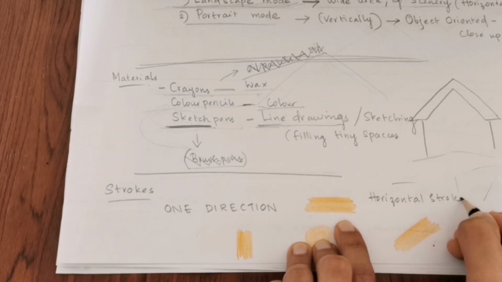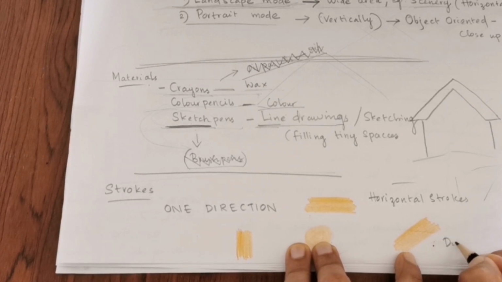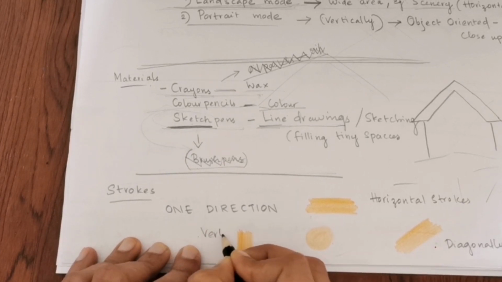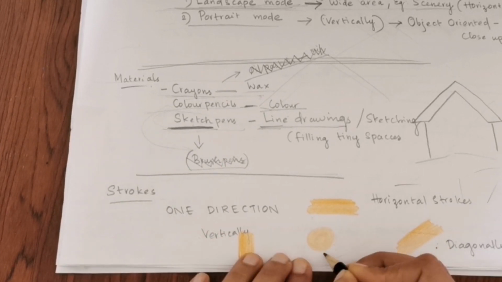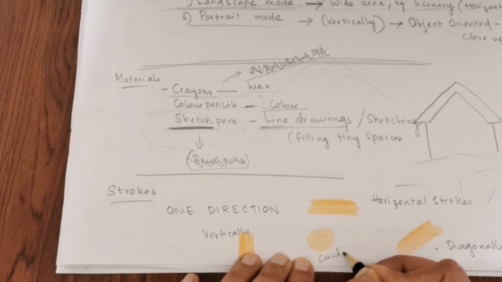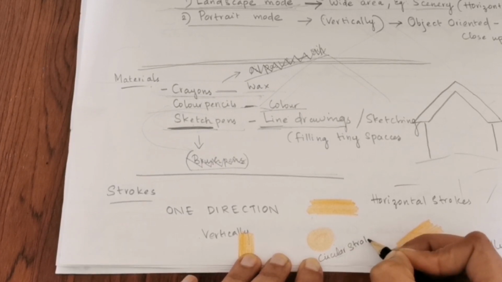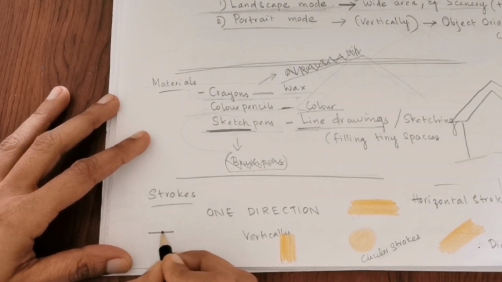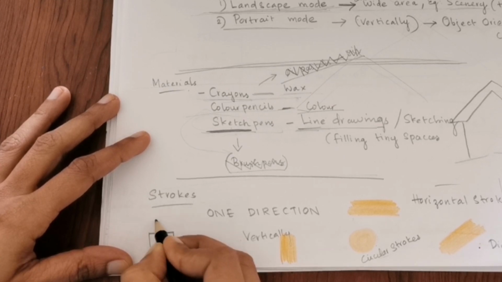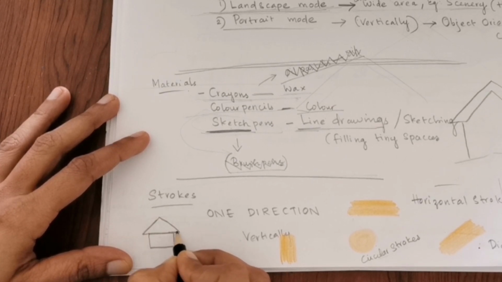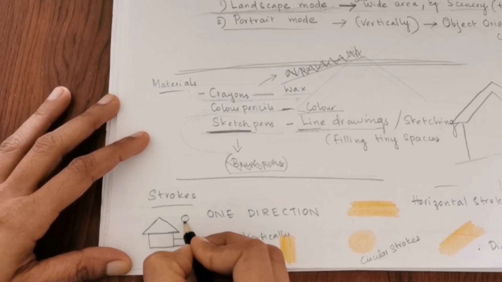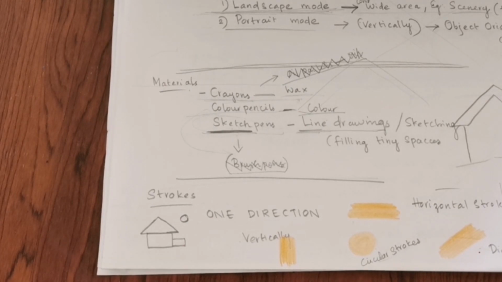Horizontal strokes are mainly used for filling wide areas, like sky, beach, or some grassland. The vertical strokes you can use for trees or any vertical spaces like a beam or something like that. And circular strokes for any circular spaces like the sun or any circles. You can also use diagonal strokes, picking the area accordingly.